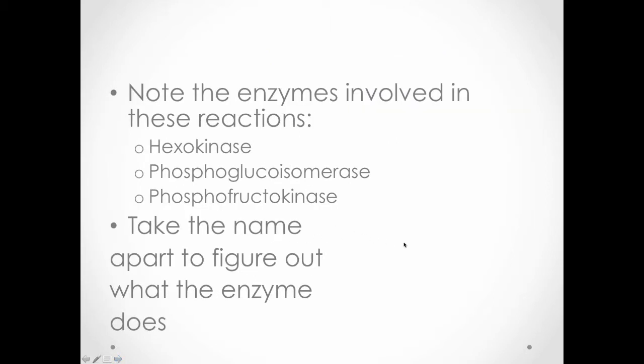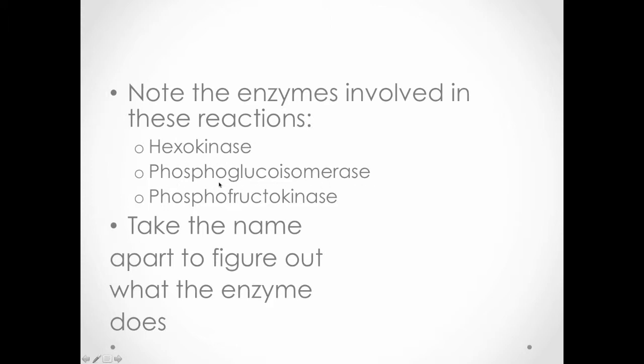The enzymes involved in those reactions. Now, I don't expect you to know specific enzymes associated with specific reactions, but what I would like you to do is get some sense of where these names come from. So the prefix hex usually means 6, and a kinase is an enzyme that adds a phosphate. So a hexokinase is something that adds a phosphate to a 6-carbon sugar.